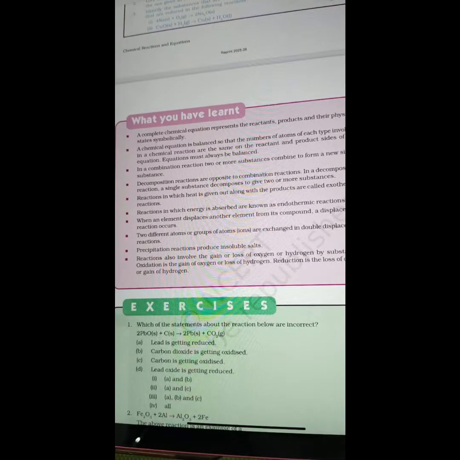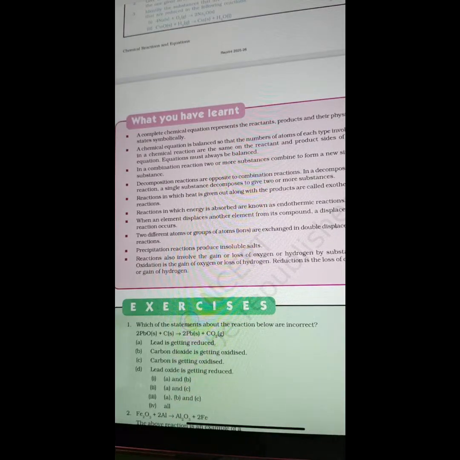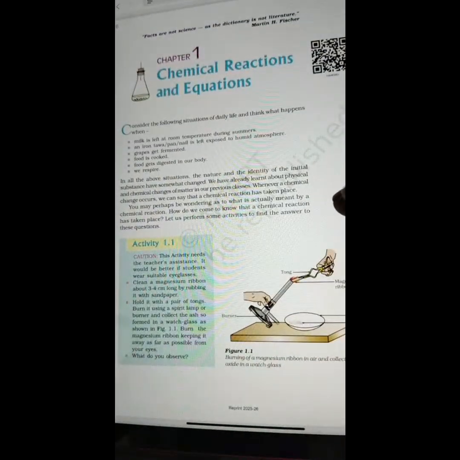Reactions also involve the gain or loss of oxygen or hydrogen by substances. Oxidation is the gain of oxygen or loss of hydrogen. Reduction is the loss of oxygen or gain of hydrogen. So, with this, we are done with the reading of Chapter 1, Class 10 Science NCERT, and the name of the chapter was Chemical Reactions and Equations.